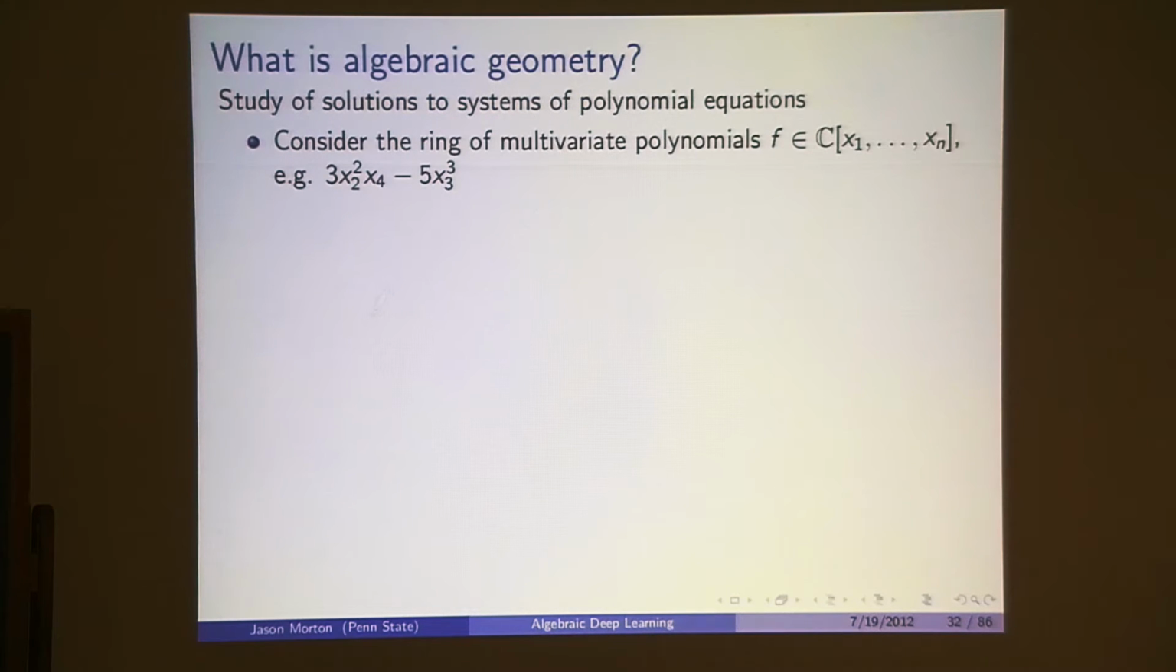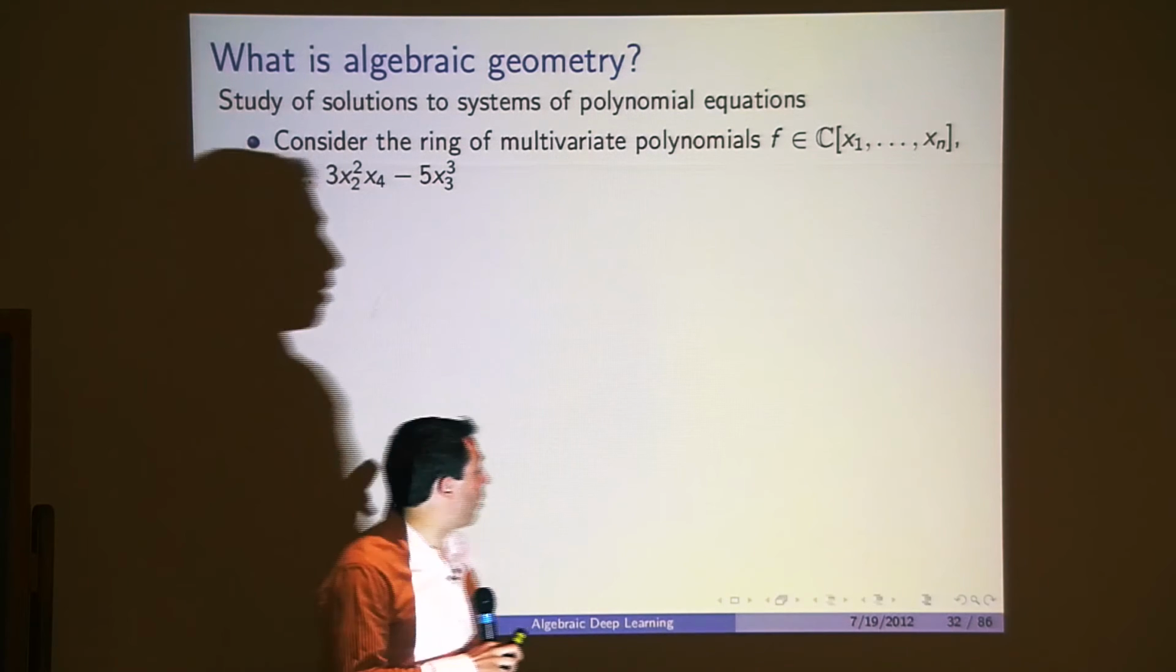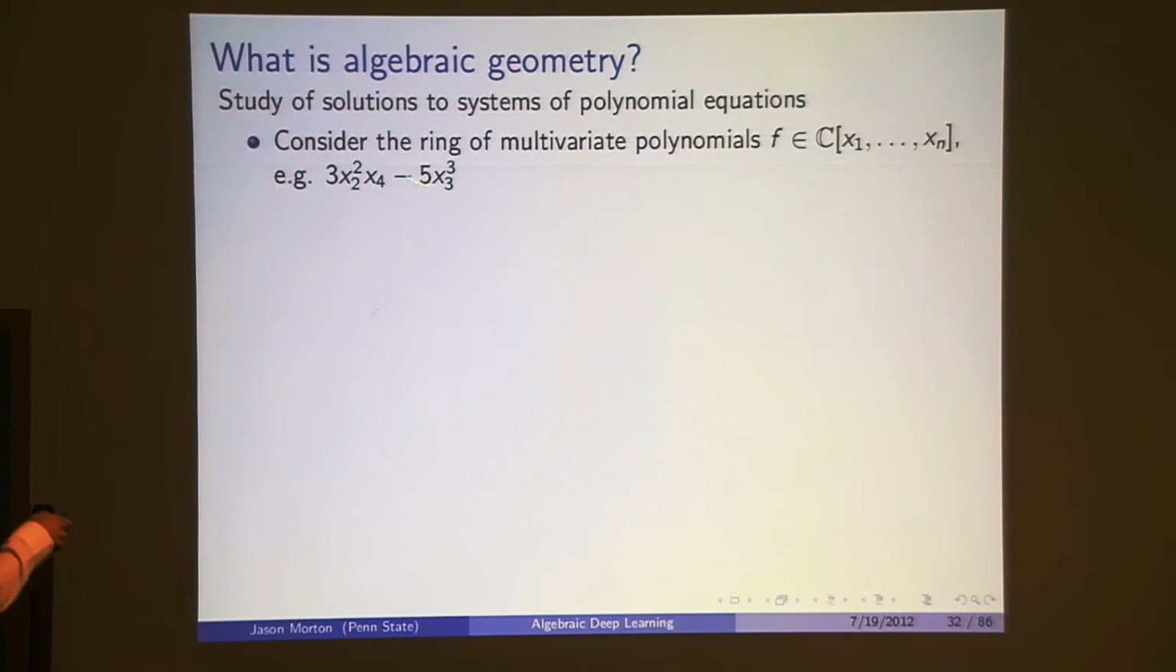So algebraic geometry. This is going to be a 5-slide course in algebraic geometry. It's the study of solutions to systems of polynomial equations. That's the one-line answer. So what does that mean? If I have a ring, something which is closed under multiplication, addition, things like that, with some axioms that you probably learned and possibly forgot at some point, I have a ring of multivariate polynomials with complex coefficients. You could take real coefficients, rational coefficients, whatever you like, in some variables x1 up to xn.